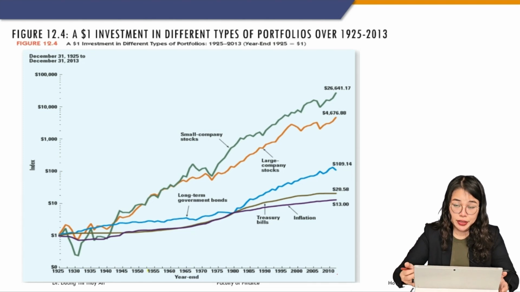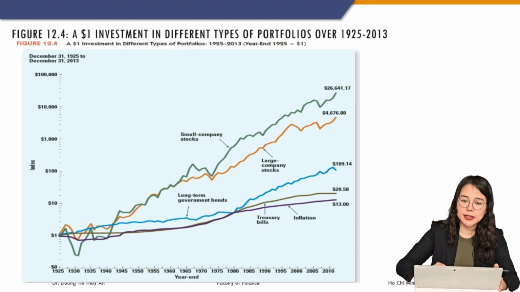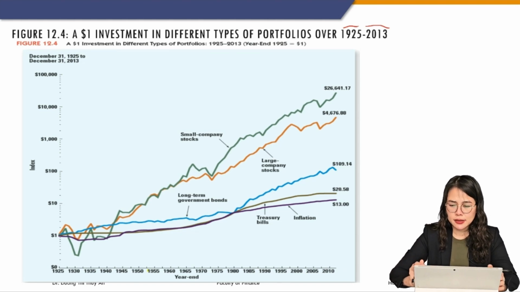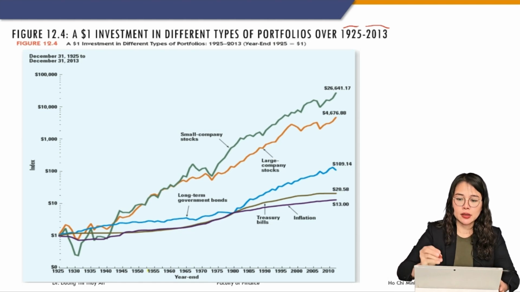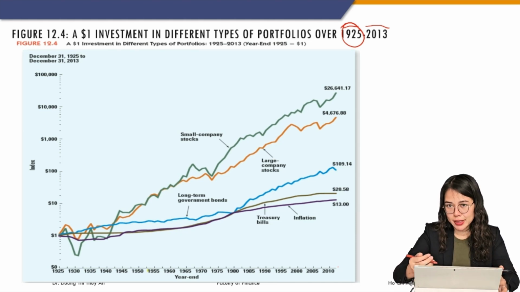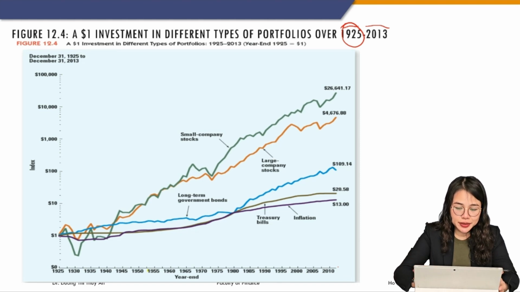Do you see this figure? This figure illustrates the growth of a $1 investment in different types of portfolio over the period of 1925 to 2013. So it's about 80 years. So from a $1 investment in 1925, by 2013 it had grown, and grown to what? Look at this figure.